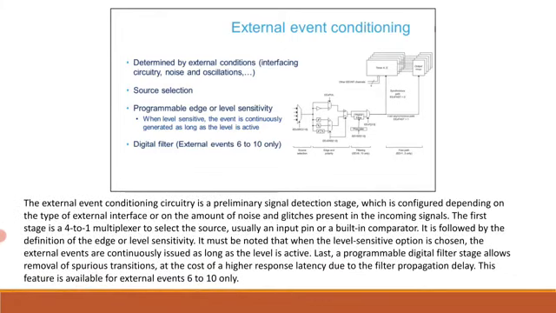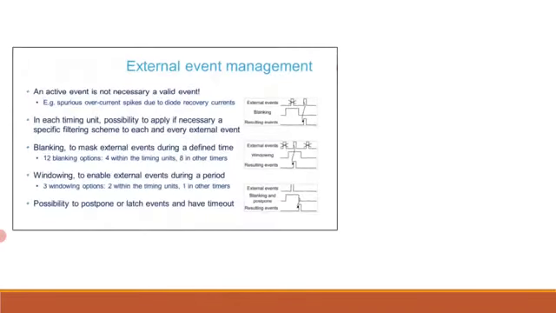How about event management? In many cases, an active event coming out of the conditioning stage is not necessarily a valid event. This is typically the case for current feedbacks. The freewheeling diodes recovery current might be a source of spurious overcurrent detection. It is therefore necessary to apply a specific filtering scheme to the external events used in a given timing unit. 3 filtering options are proposed.